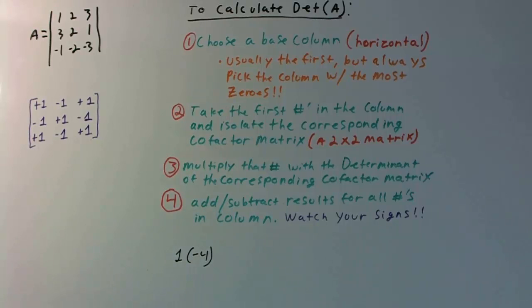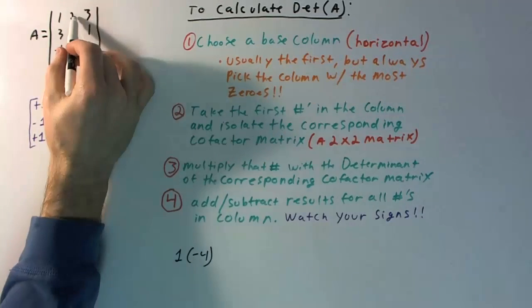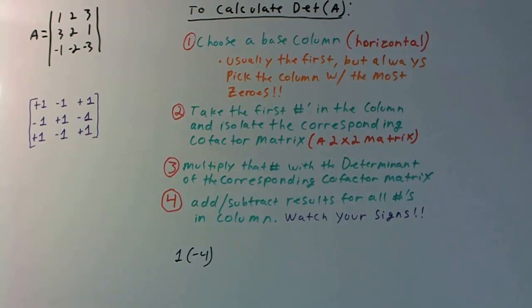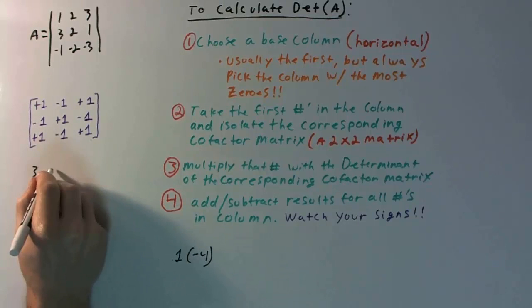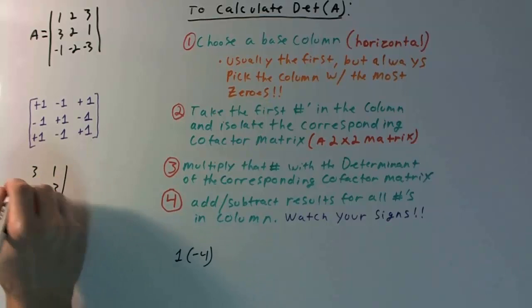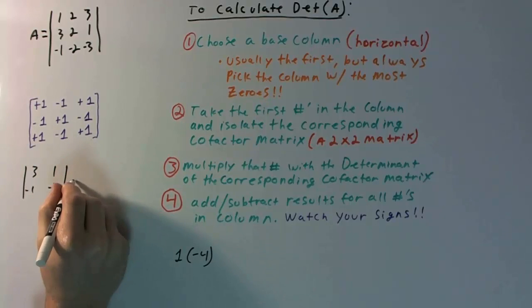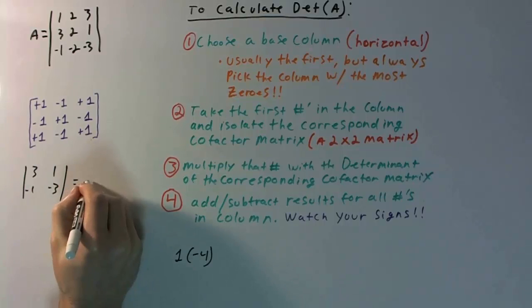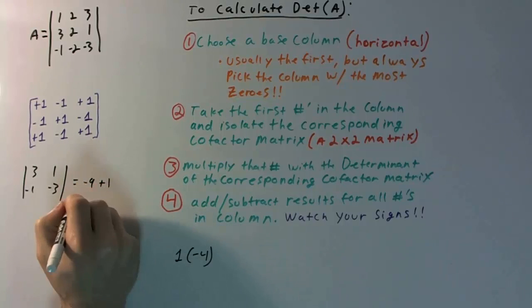Let's do it for the second number in the first column. That's 2. Recognize that the number 2, I should say, because there are two of them, is in the first column and the second row. So if we isolate the first column and the second row, we see that the cofactor matrix for the number 2 is 3, 1, -1, -3. And so this determinant is going to be equal to -9 plus 1, which is -8.